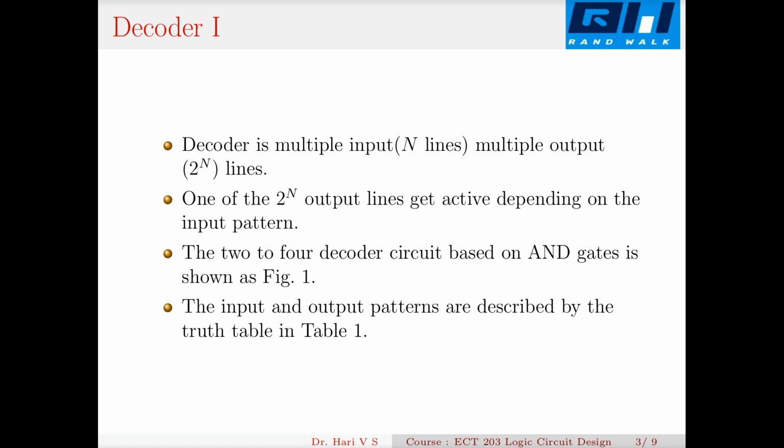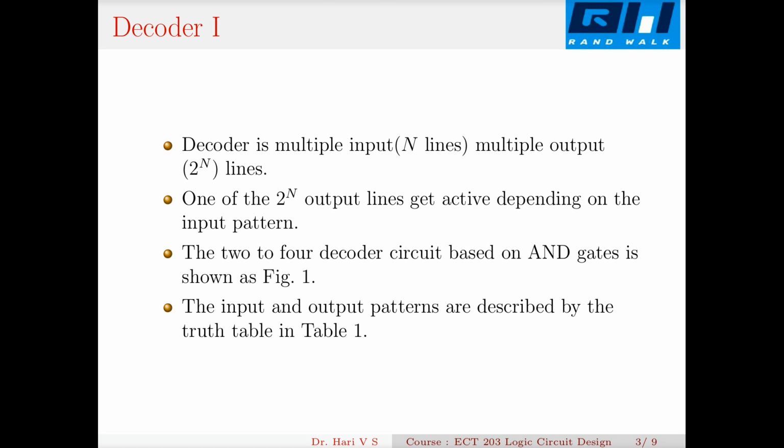Then a decoder has n input lines and 2 raised to n output lines. One of the 2 raised to n output lines gets active depending on the input pattern. Say suppose if the input pattern or the select pattern is 000, the first line I0 becomes active. If it is 001, the next line gets active, that way.